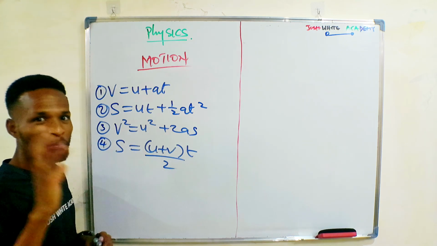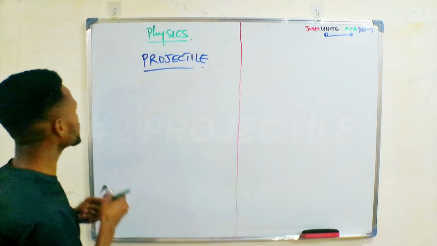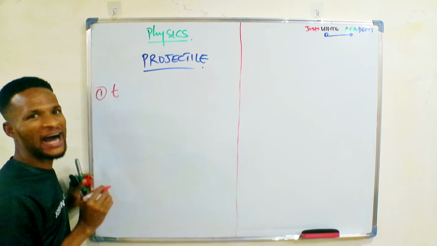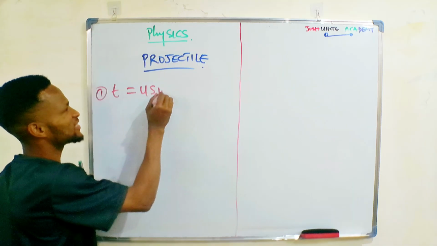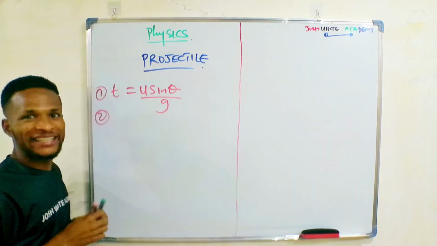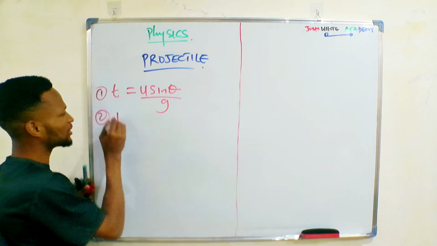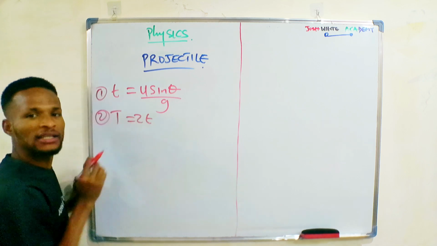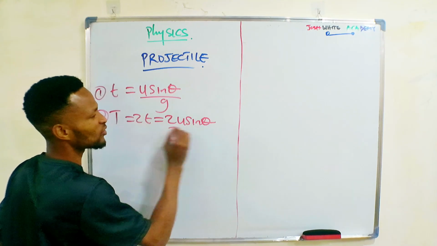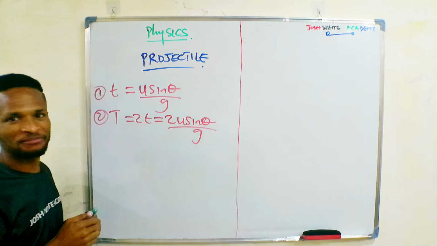Secondly, let's talk about projectile. The first one is time to reach maximum height, which is equal to U sin θ / g. We then have time of flight, or total time of flight. It is capital T. It is 2 times the time to reach maximum height, which is equal to 2U sin θ / g, that is, 2 multiplied by the small t.